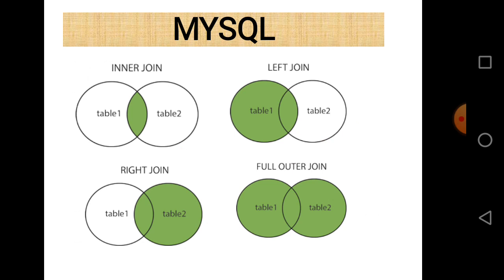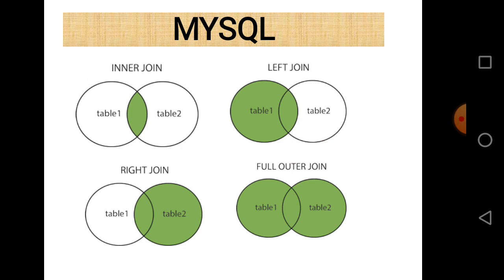This is a diagrammatic representation of the different types of joins. The first one is inner join. The green area shows the result after joining these two tables. Table 1 and table 2 are two tables, and when we perform the inner join operation, the green area reflects the joined table.